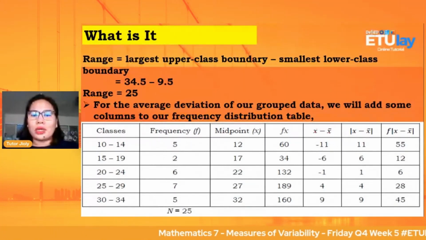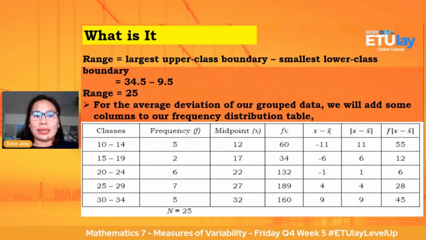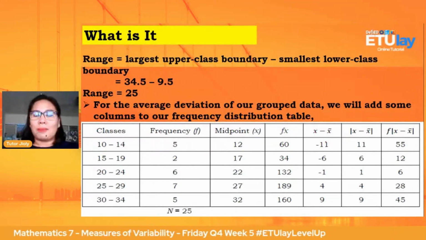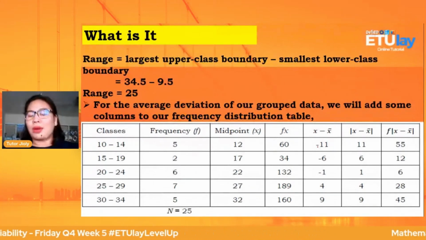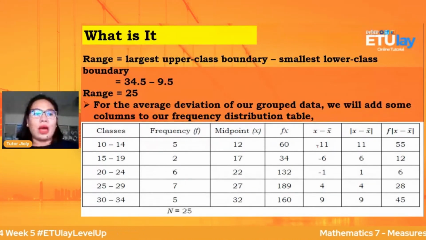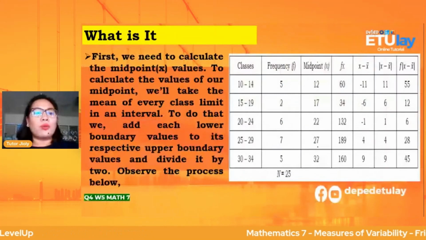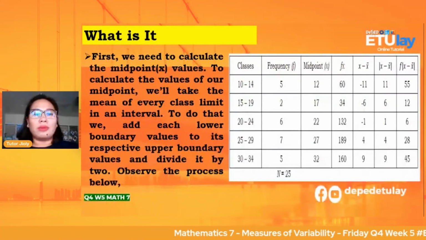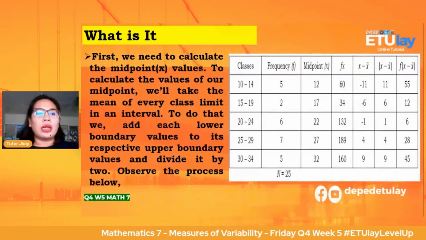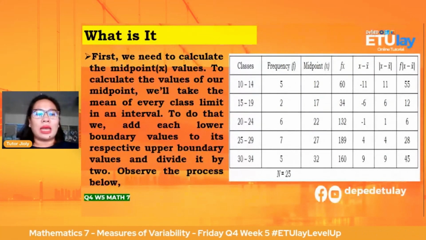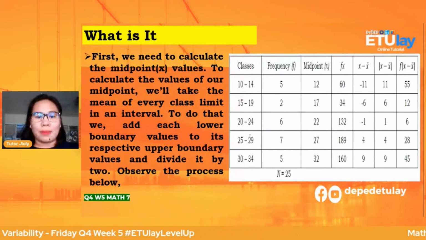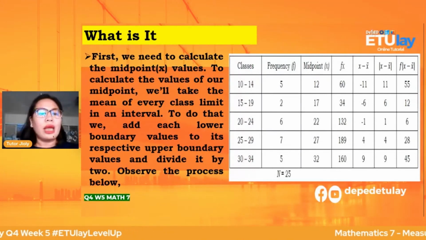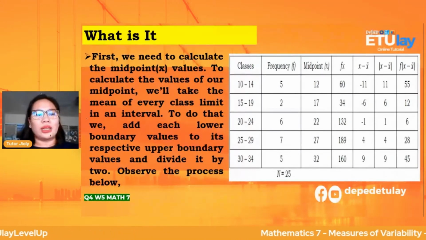data minus mean? Okay, isusubtract lang natin. Okay, isusubtract lang po natin kaya nakuha si negative 11. We will see, meron akong ipapakita sa inyo. Okay, dito. Okay, first we need to calculate the midpoint values. To calculate the values of our midpoint, we'll take the mean of every class limit. Ito po yung sinasabi ko kanina sa inyo. Class limit in an interval.